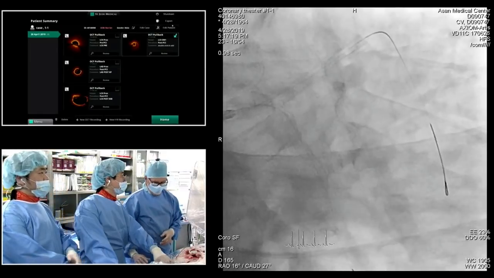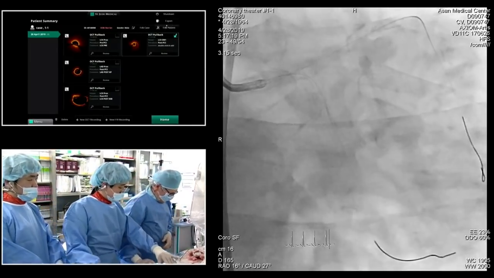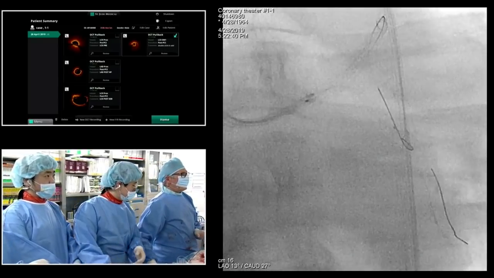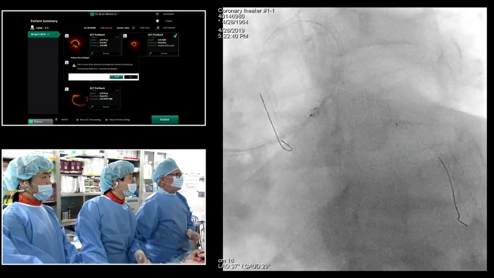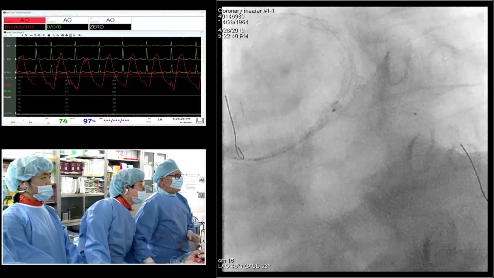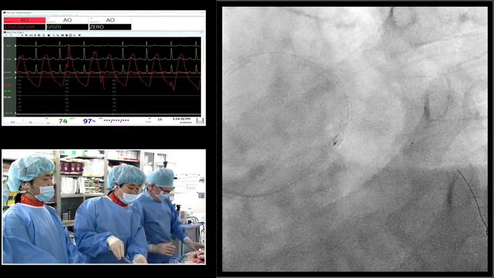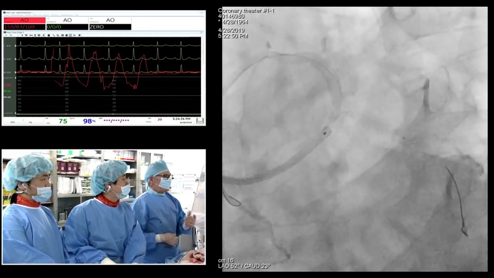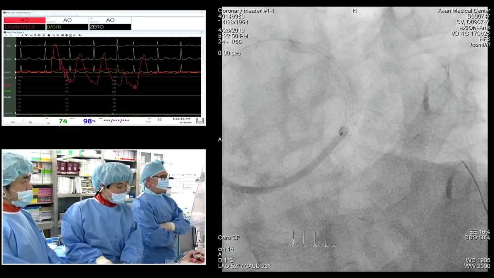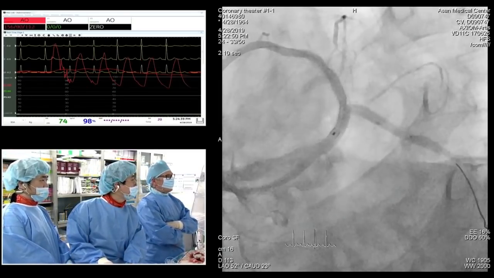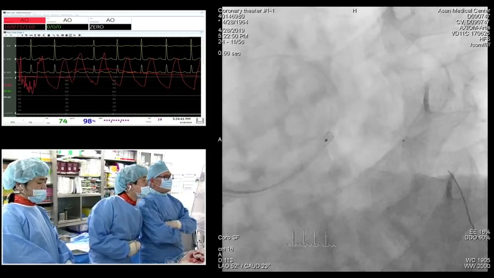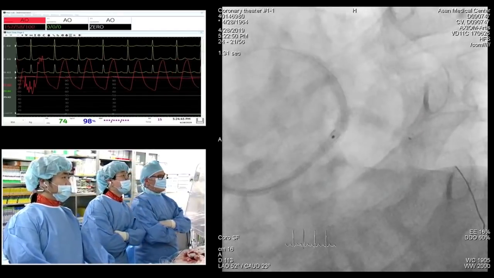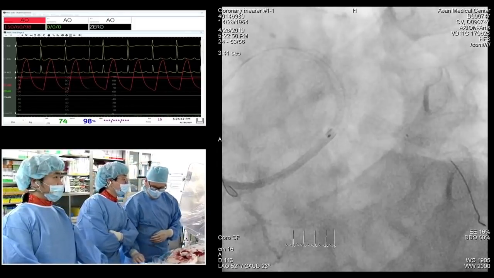Great. Maybe I can recheck, please. I can do another one in the spider view. Congratulations, but I think it's clearly better now. Here is some haziness in the circ ostium, but it's done, with a very severe plaque burden. It's a good result.